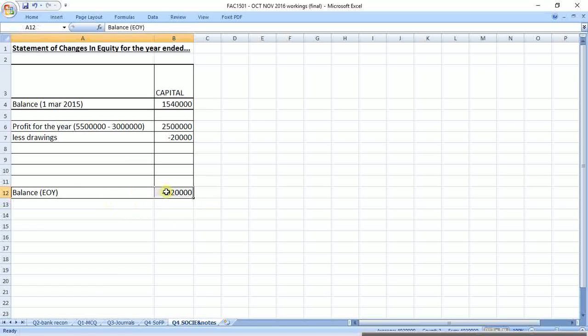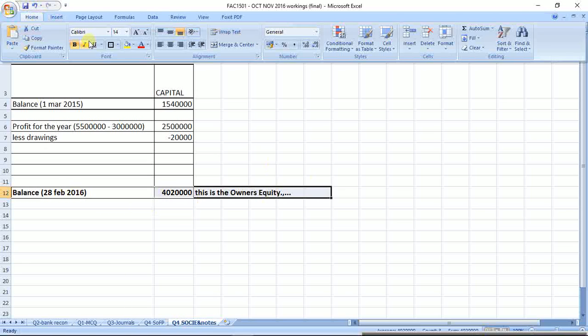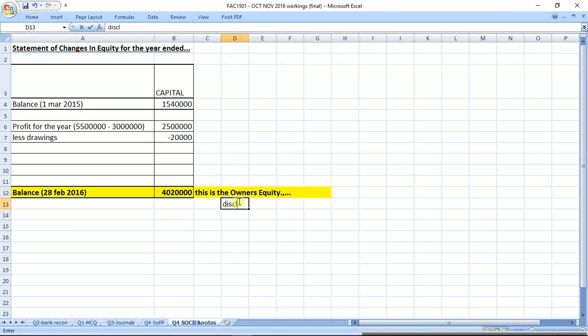Who gets this? This will have been 28 February 2016. Who gets this? Good. So this is the owner's equity. Where does owner's equity get disclosed? It also gets disclosed on the statement of financial position. Okay, got that? Yes. And where is that going to go? It's going to go here, in the statement of financial position.